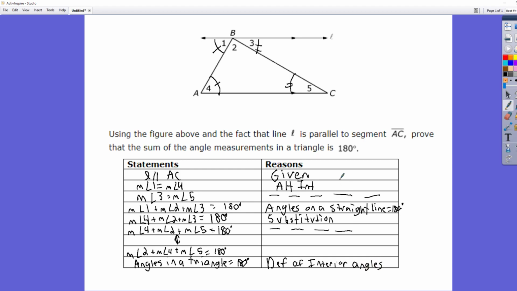So now we have shown that adding up angles 2, this angle here, 2, 4, and 5 equal 180, which is the sum of the measures in a triangle. So that proves what we were trying to prove.